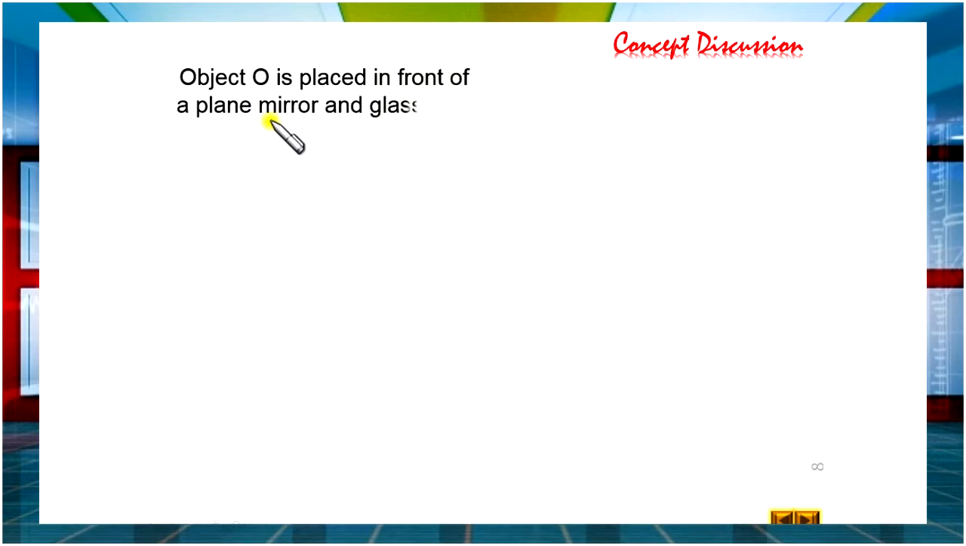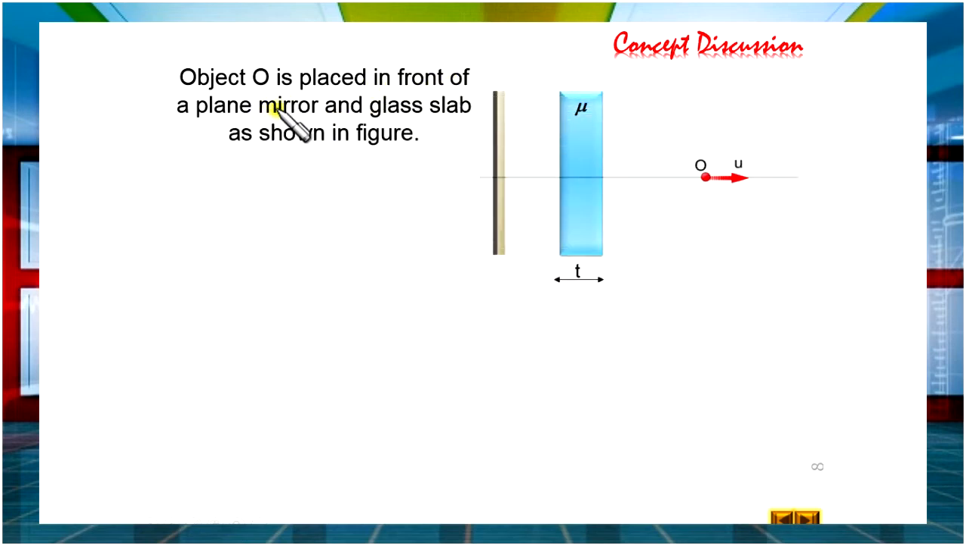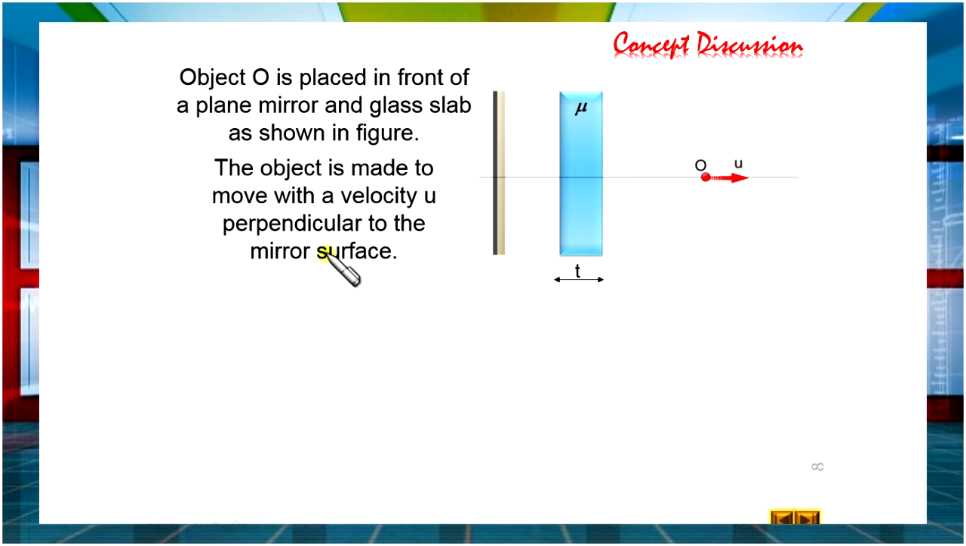Here the object O is placed in front of a plane mirror. This is a plane mirror and this is a glass slab, refractive index mu. You can follow the diagram. Thickness of the slab is T and this object is moving with velocity u, right? The object is made to move with the velocity u perpendicular to the mirror surface like this.